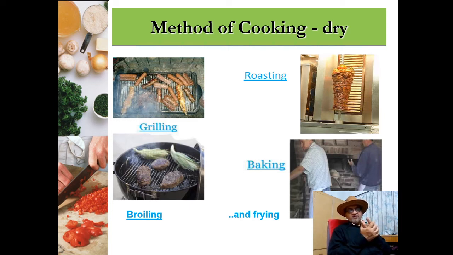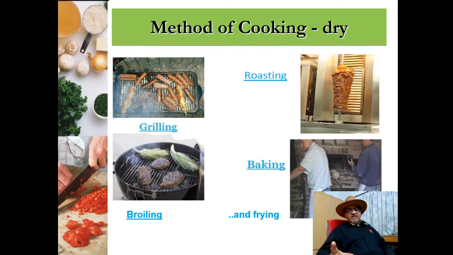Since open fire is not allowed in hotels, we use the salamander or the rotisserie, the rotating oven, or the griddle plates, which are thick plates of iron which have got grooves on top, so that when we cook food on them we get those marks. Grilling. Secondly is roasting.